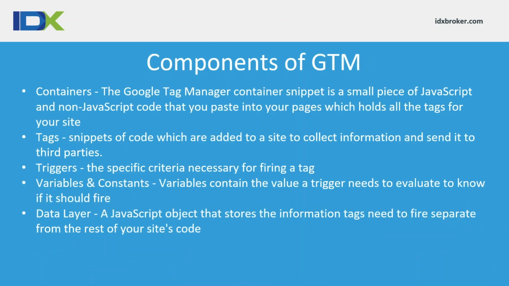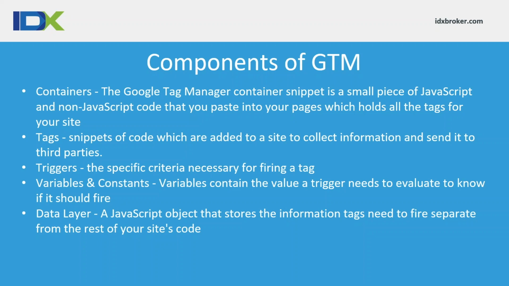So the components of Google Tag Manager: the main component is the Google Tag Manager container, which is a snippet, a small piece of JavaScript and non-JavaScript code that you paste into your pages, which holds all the tags for your site. Again, a tag is a snippet of code that's added to your site in order to collect information and send it to a third party. A trigger is the specific criteria necessary for firing a tag. So an example of a trigger would be a page load on your marketing site or a specific link click.